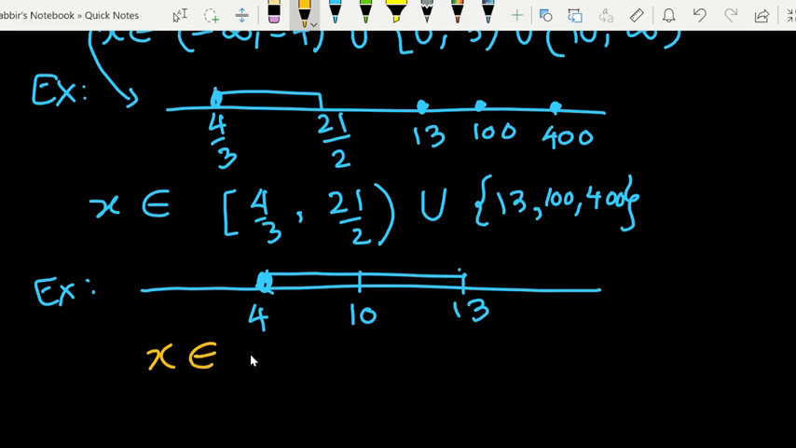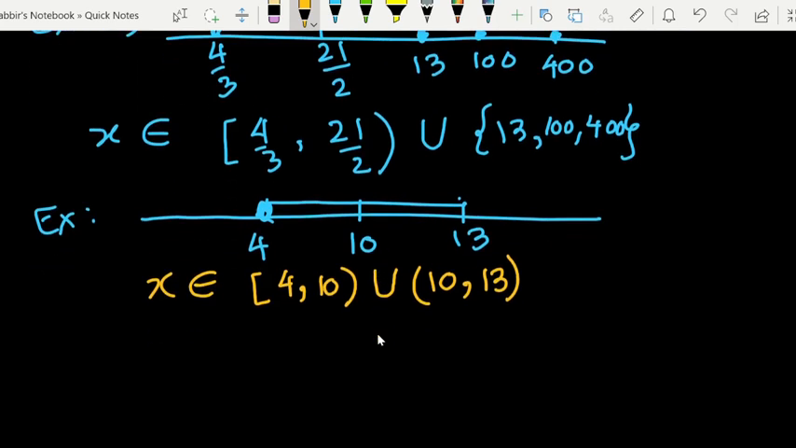First we can write it like this, 4 to 10. As you can see, 10 is not included here. This means there is a break at 10. So we will take a break at 10, we will use a round bracket. Then again we will start from 10, with a round bracket, till 13. Again a round bracket, open interval, since 13 is not included. Now we will connect it by the union sign. This is one of the ways of writing it.